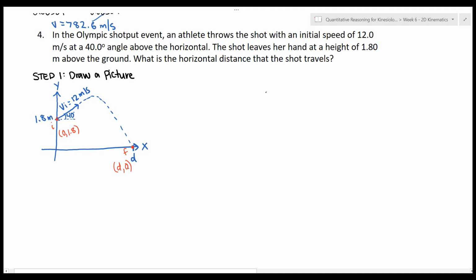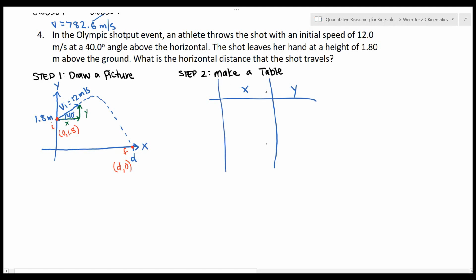All right, we can also find the x and y for the velocity. For now, I'm just going to label the x and y components here. So this is my x component of velocity. This is my y component of velocity. So now I can move along to step 2. Make a table. So I have x and y. All my kinematic variables. So I have s initial, s final, v initial, v final, a, and delta t. Let's sub in everything that we know.